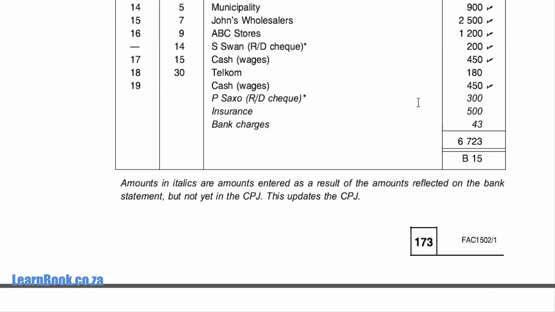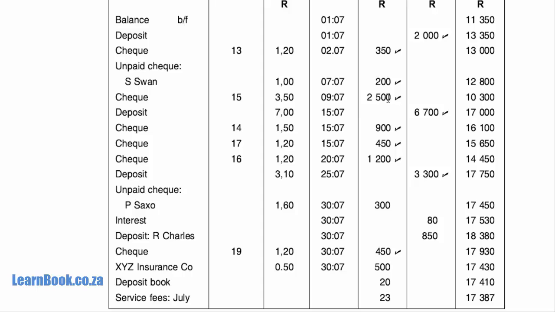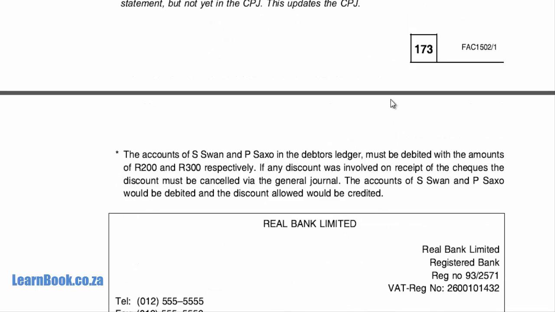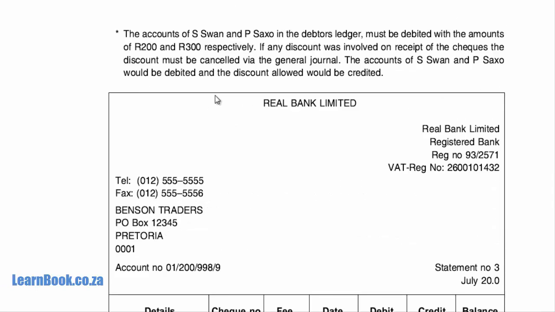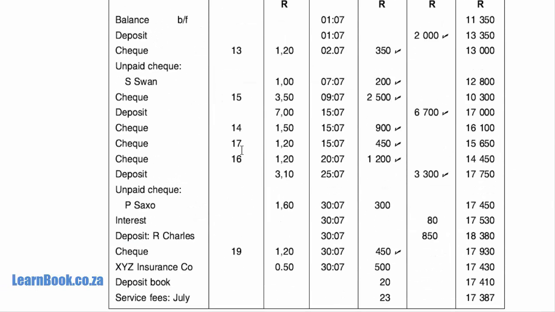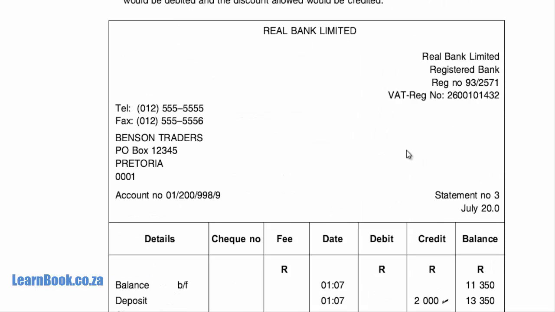Check 15 is 2,500 Rand. 2,500 Rand, check 15. You've got to make the tick over there, just like the tick for the 900. We then see 1,200 is check number 16, and the date is the 9th. We then see check number 16 and 1,200. We have to tick that off as well.